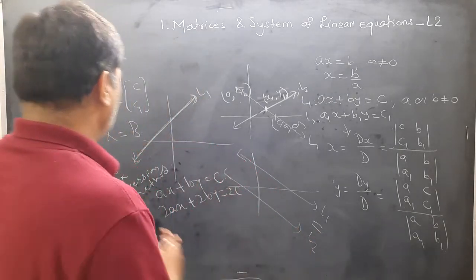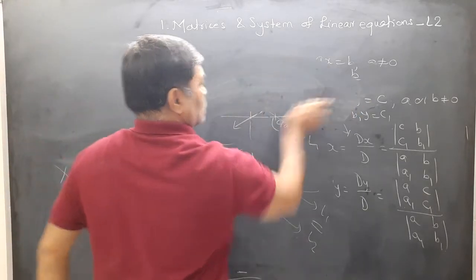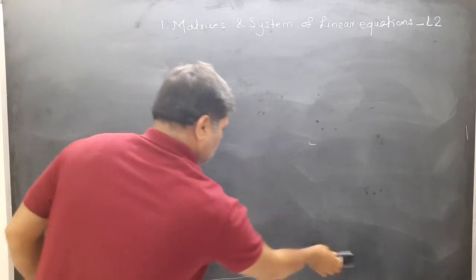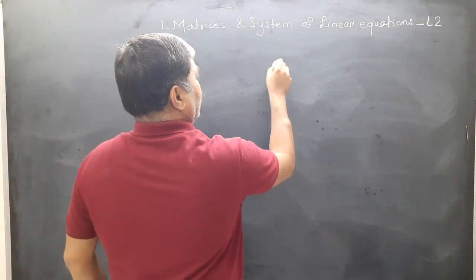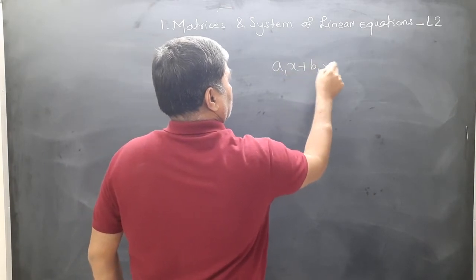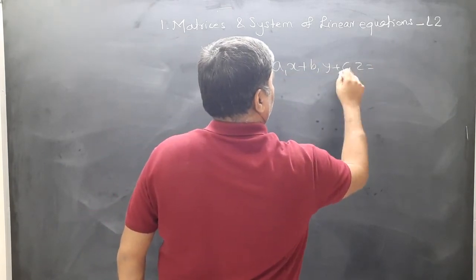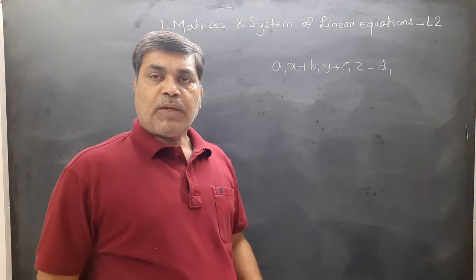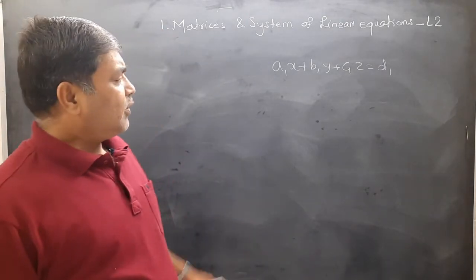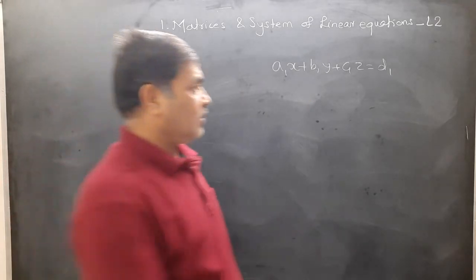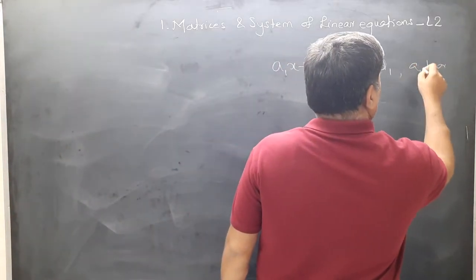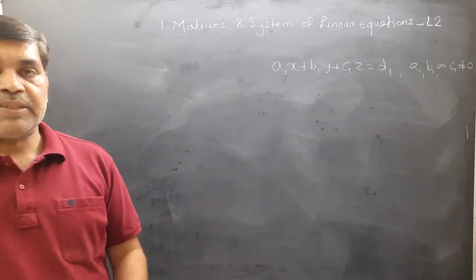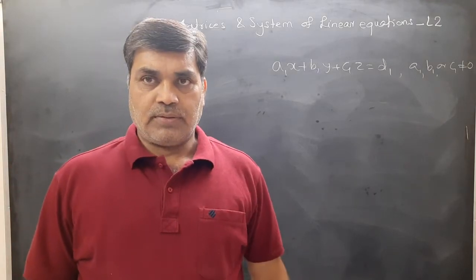So if I have three equations now, a1x plus b1y plus c1z is equal to, say, d1. So this is a plane. If I have just a single equation, then every point on that plane satisfies that equation, where a1, b1, c1 are not all 0. One of the coefficients must be non-zero, then it will be a plane in three dimensions.